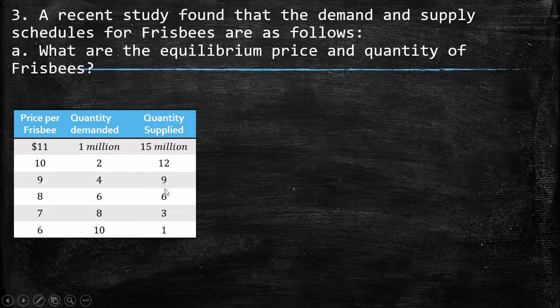down, which is the law of demand. And the supply data reflects the law of supply as well. When the price is lower, the quantity offered decreases as well. So, with the first question, what are the equilibrium price and quantity of frisbees? Remember that the equilibrium is given when the demand is exactly the same as the supply. This is given when the price is 8, because when the price is 8, the quantity demanded and supplied is equal to 6 million.